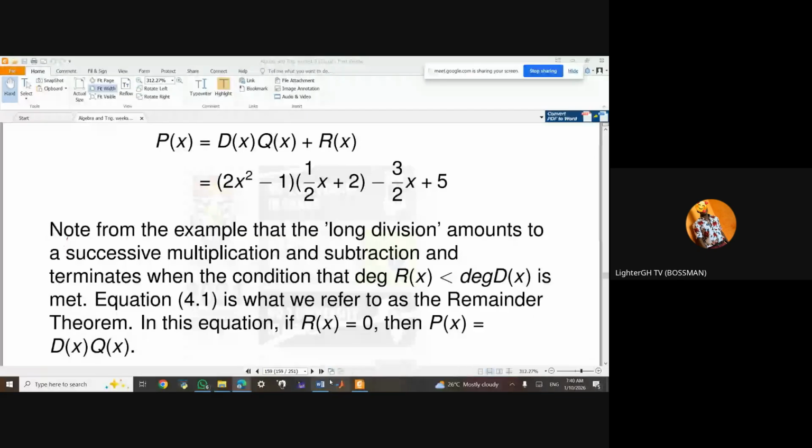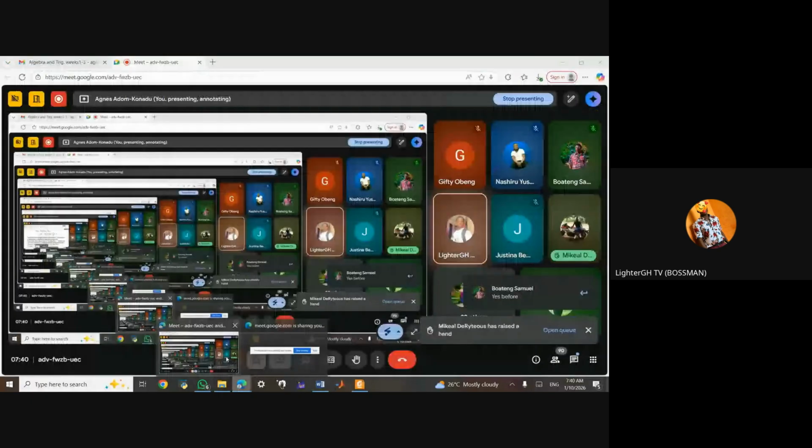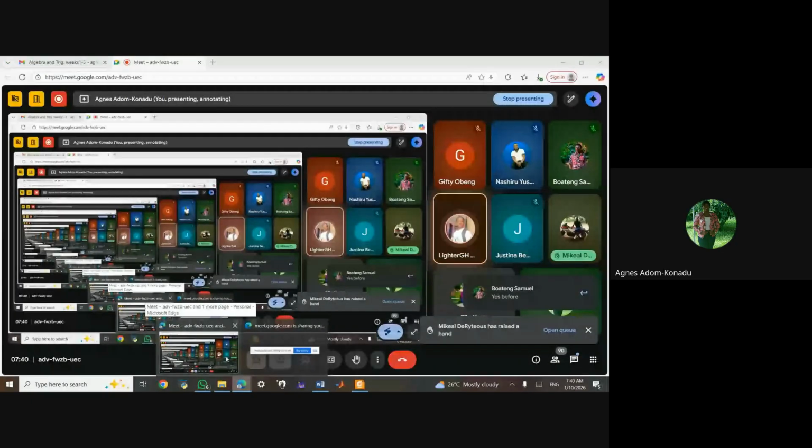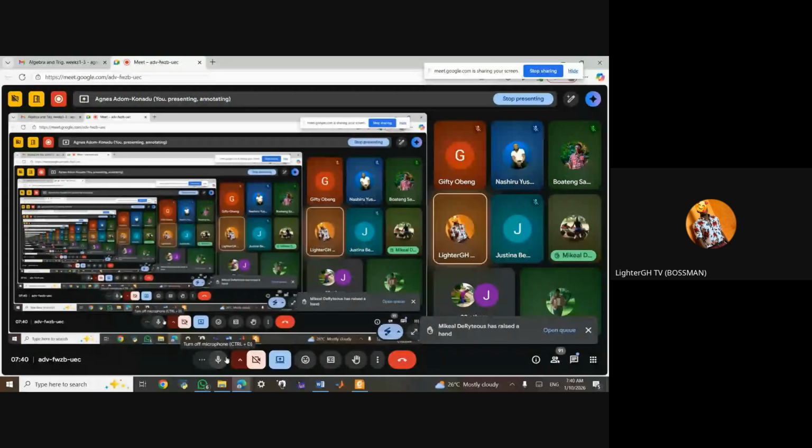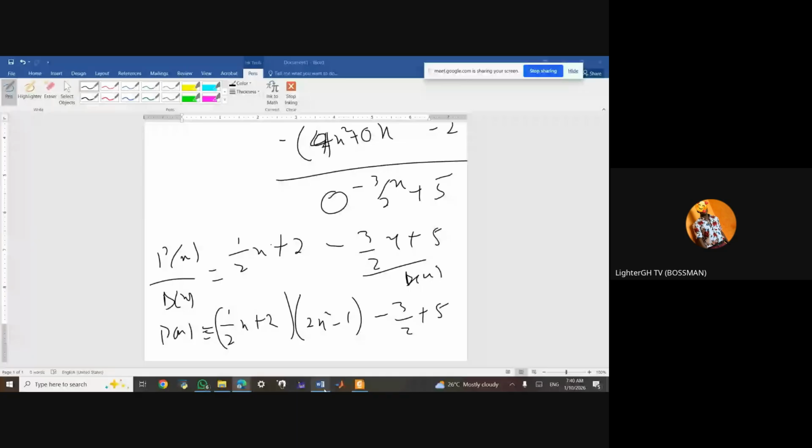Madam, please, we have done it, but we used a different approach. We didn't use this one. What approach did you use? Madam, we take the first, what do we call it? The first degree, and we divide it by the divisor, the first one. After you have finished dividing it, you subtract it from the, what do you call it? I've forgotten the name.